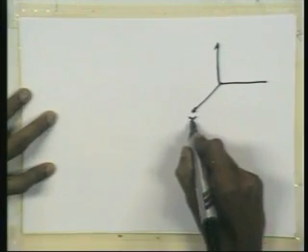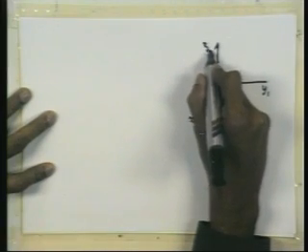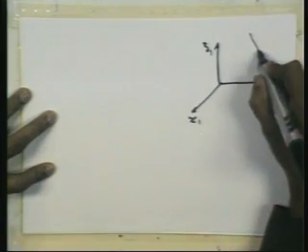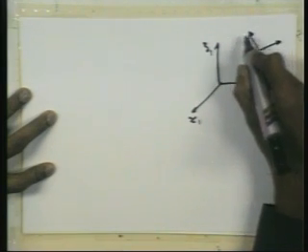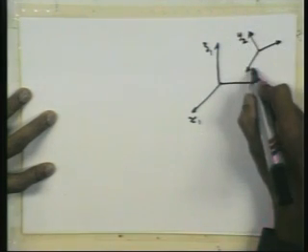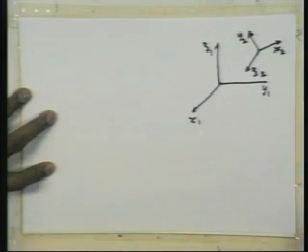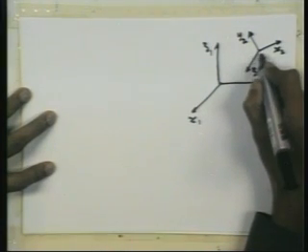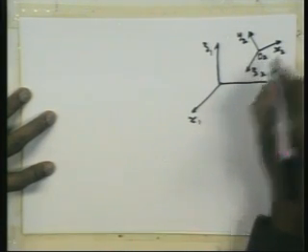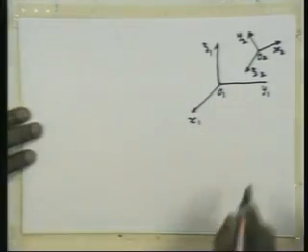Let's say this is x1, y1, z1. You have the local frame somewhere here. So y2, z2, x2. So this is the point O2, the origin, and this is the point O1. Okay.